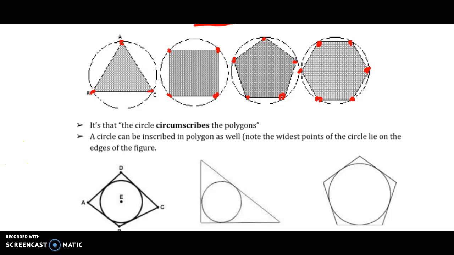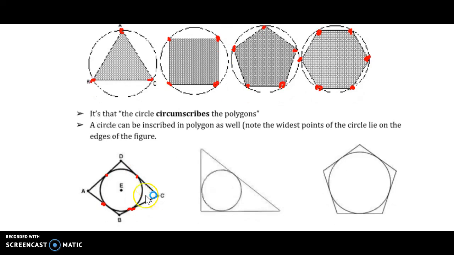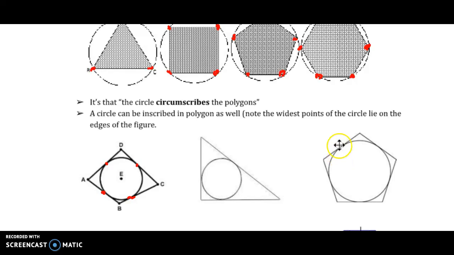A circle can also be inscribed in a polygon. Though a circle doesn't have any angles or edges, the widest points of the circle, so there should be 4 points, touch the edge of the polygon. So a circle can be inscribed in other polygons as well, as you see in these 3 images. The widest parts of the circle touch the edges of the polygon.